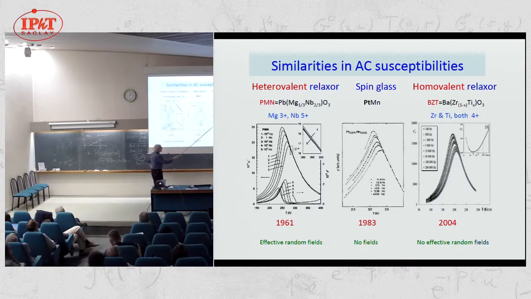This is yet another one that looks very similar. This is another relaxor ferroelectric system. The difference between them is that this classic one is heterovalent, in that it has an alloy character in which these two ions have different valencies. In this case, they're both the same valency, so there's no charge disorder. I'll point out that this is a situation where effectively there are random fields. This is one where effectively there are no random fields. Of course, there are no fields in this one, and they all look very similar. So it's tempting to think there might be a connection.